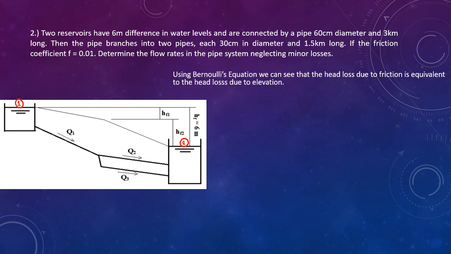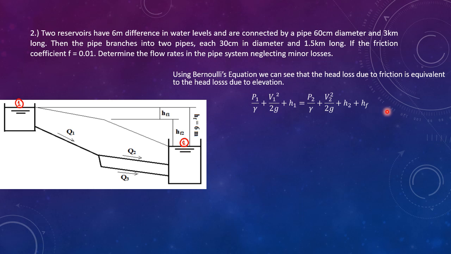Using Bernoulli's equation, we can see that the head loss due to friction is equivalent to the head loss due to elevation. So let's try to establish or prove this statement. Writing the Bernoulli's equation from point 1 to point 2, wherein point 1 is the water surface at reservoir 1 and point 2 is the water surface at reservoir 2, the resulting equation is this one.